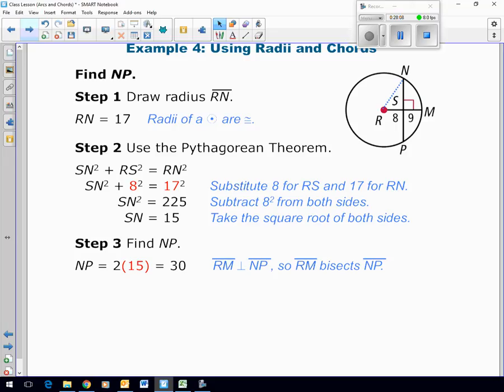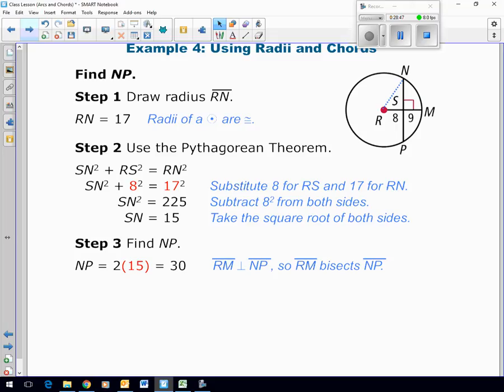All radii are created equal. What is the measure of R to M? 17. How'd you get that? It says R, 8, plus M, 9. 8 plus 9 is what? 17. All radii are created equal. Okay? All radii are created equal. It means circle.